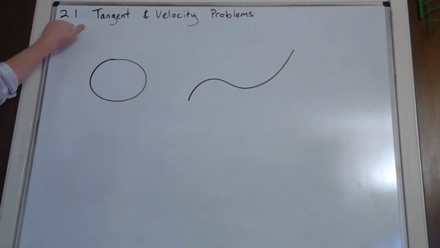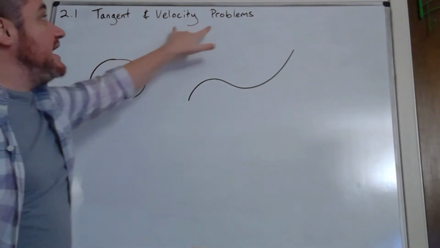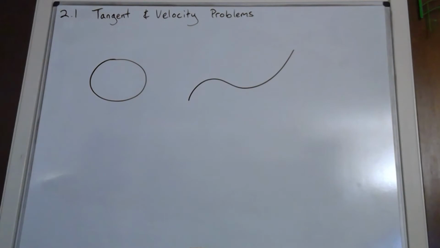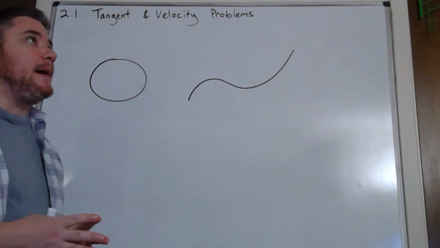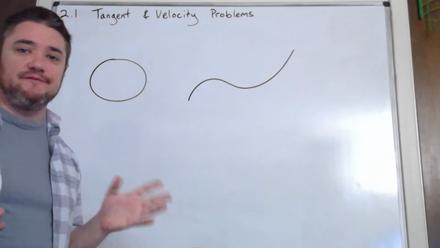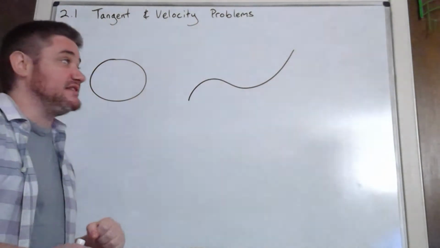Alrighty, folks. This is the video lesson for section 2.1, and it's called Tangent and Velocity Problems. So the first thing let's do is discuss what we mean by the word tangent. You've probably heard of a tangent function from trigonometry. That's not exactly what we mean here. It's kind of a different concept.